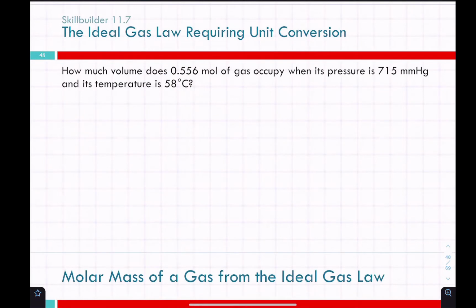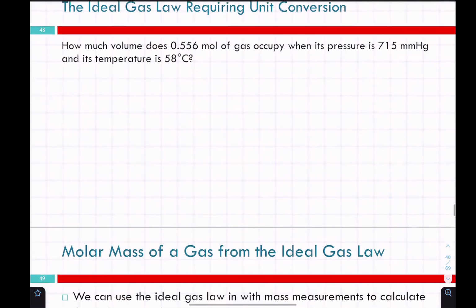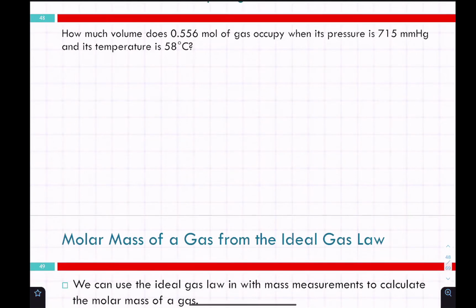Moving on. Again, another ideal gas law problem, but now we're asked, how much volume does 0.556 moles of gas occupy when its pressure is 715 millimeters of mercury and its temperature is 58 degrees C? This is exactly why you should always write down R first: 0.0821 atmosphere liters per mole Kelvin.